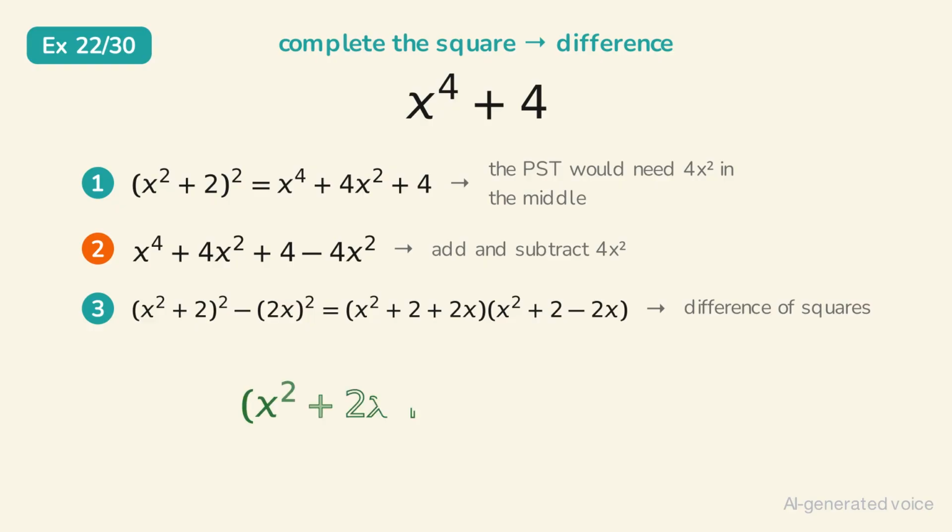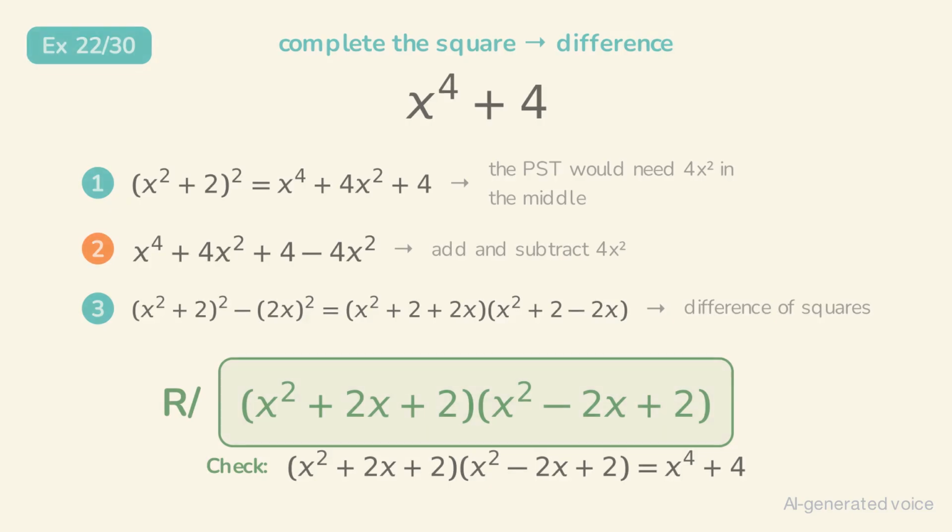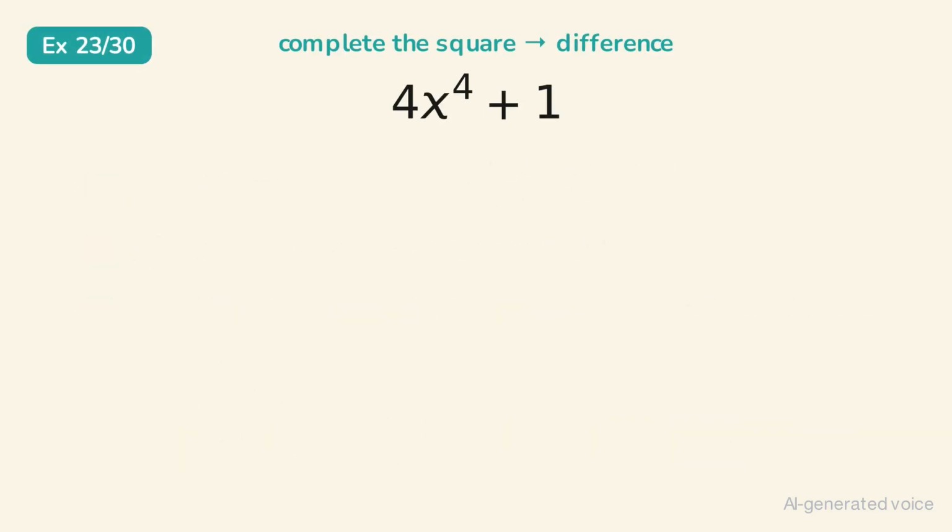Reordering, we get (x² + 2x + 2)(x² - 2x + 2). Check. The 2 parentheses are equal except for the sign of 2x, so when we multiply, everything in the middle cancels, leaving x⁴ + 4. Let's do a similar one to nail the method down. Let's factor 4x⁴ + 1.